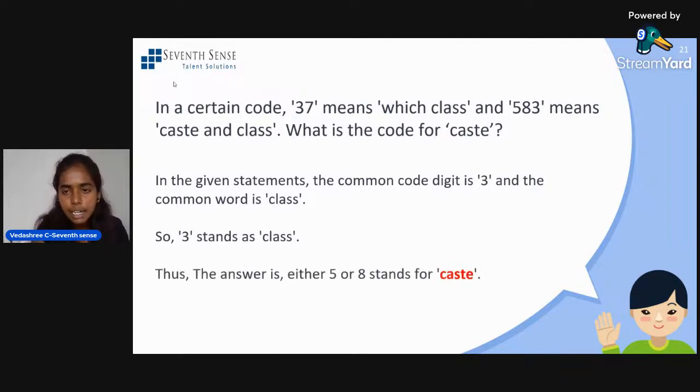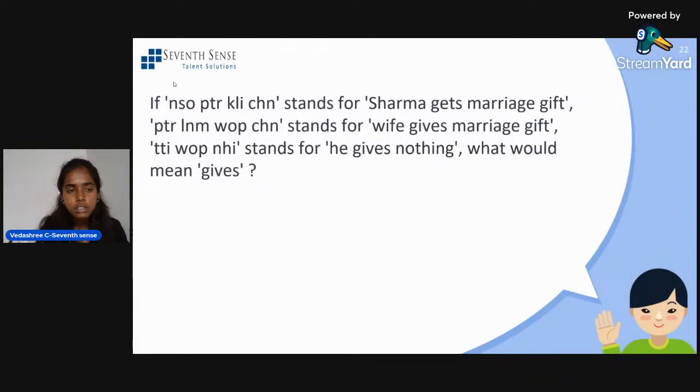So which has been assigned as 7. Then 5, 8. 5 and 8 have been assigned for caste and class. So here the answer is either 5 or 8. It may be 5 or it may be 8 for caste. Understood? So first find out the common word and common code. Assign the common code for the common word. Then the remaining codes are assigned to the remaining words in the sentence. Understood?